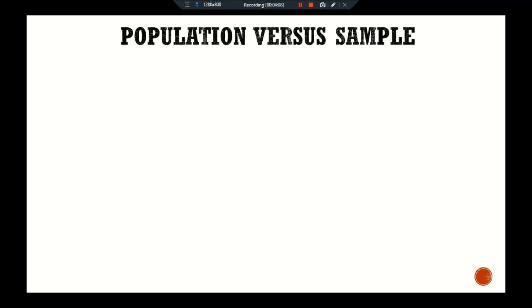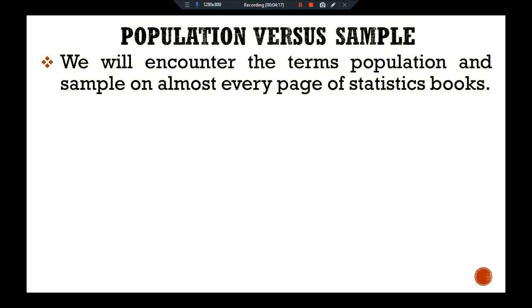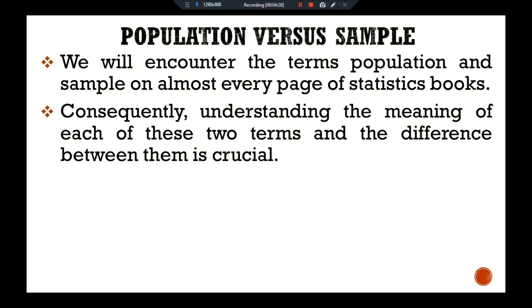Okay, let's discuss the difference between population versus sample. Dear scholars, we will encounter the terms population and sample on almost every page of statistics books. Consequently, understanding the meaning of each of these two terms and the difference between them is crucial. Suppose a statistician is interested in knowing the percentage of all voters in a city who will vote for a particular candidate in an election.